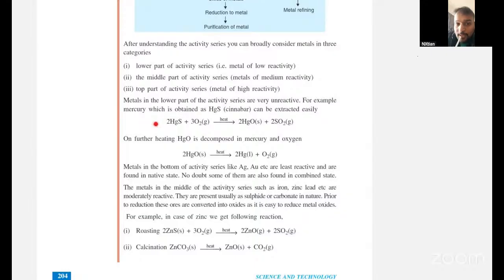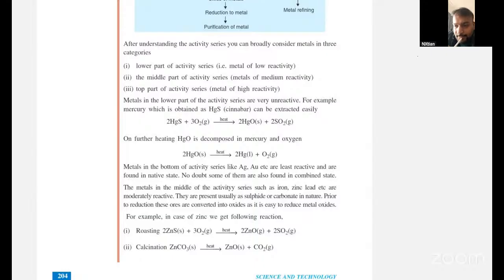Similarly, to know if a substance is a carbonate, we just have to look at the end to see if it is CO3. Yes, correct. Carbonate is because of CO3, and sulfide is because of S. Got it?